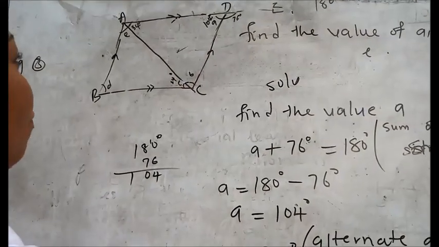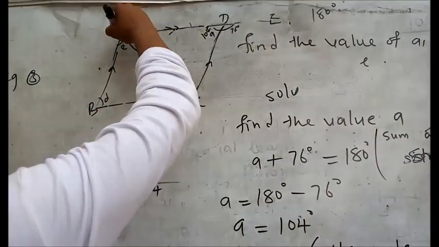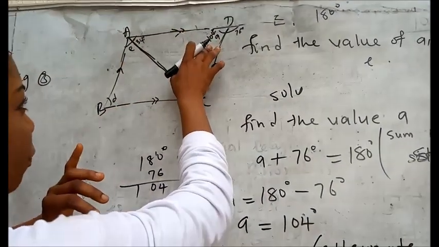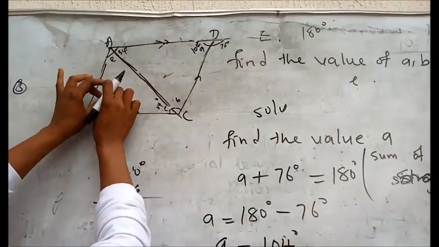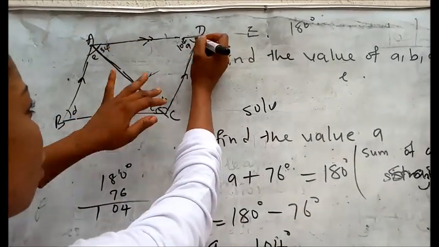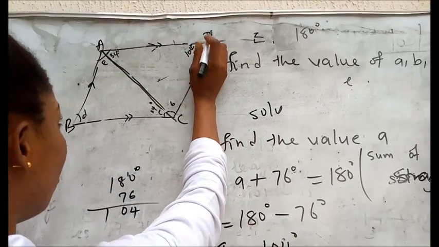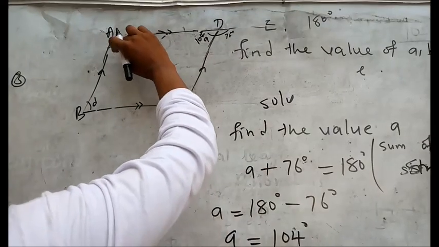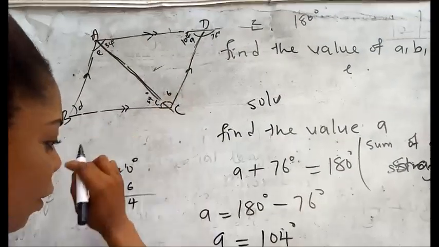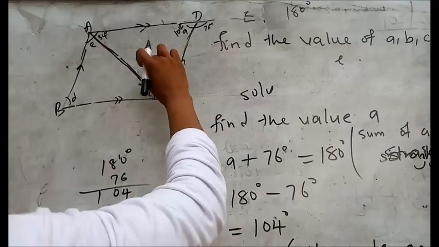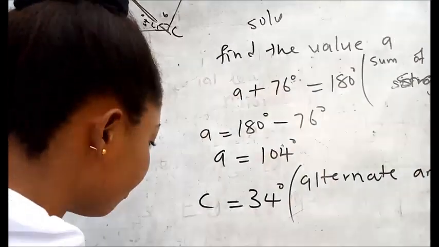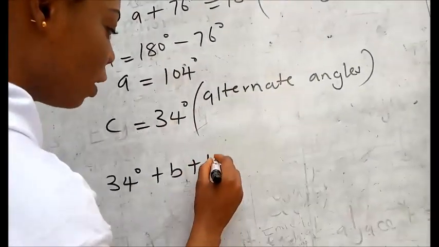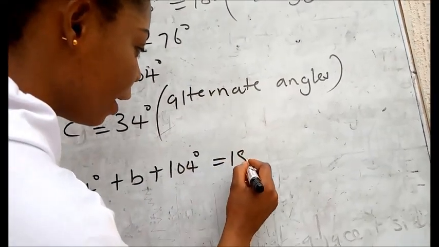How do I find the value of B? When you look at this parallelogram, you see that this diagonal line divides it into two triangles. This is a triangle, this is another triangle. Inside this triangle, I've gotten this angle to be 104, this angle here to be 34, and I'm looking for the angle here. So I will have 34 degrees plus B plus 104 degrees equals 180 degrees.